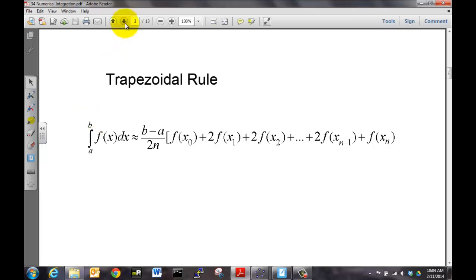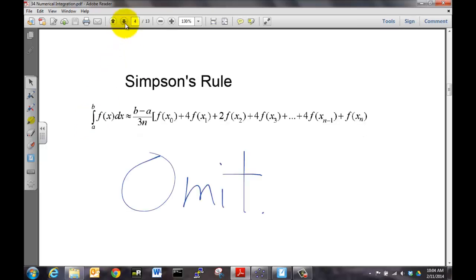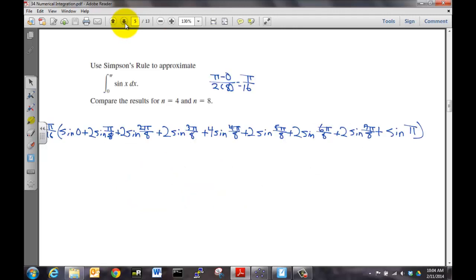So let's take another example and look at it. We're going to omit Simpson's rule for right now, and let's move on to this slide, which is slide 5. Actually, it's the trapezoidal rule, not Simpson's rule. We're going to use the trapezoidal rule to evaluate the integral from 0 to pi of the sine of x. Now, we just did this for 4. This time we're going to do this for 8.